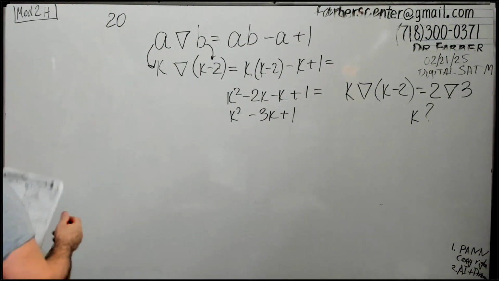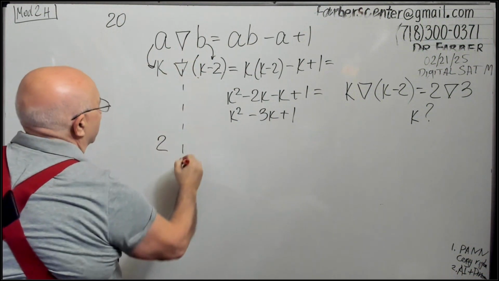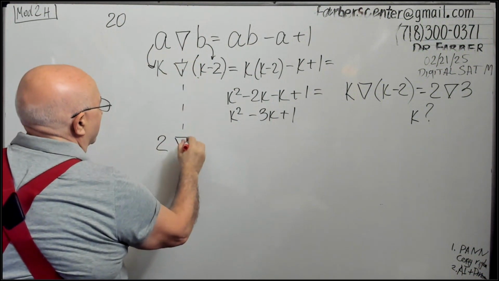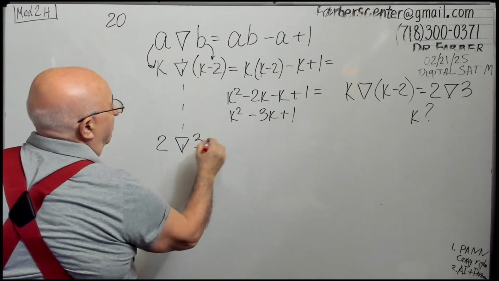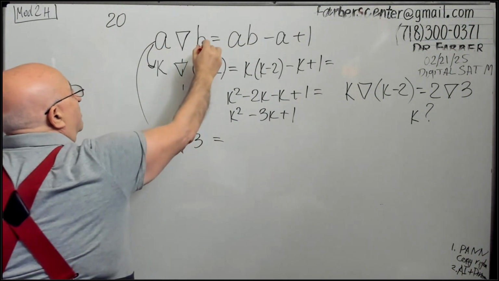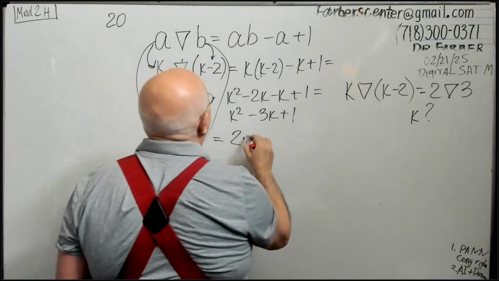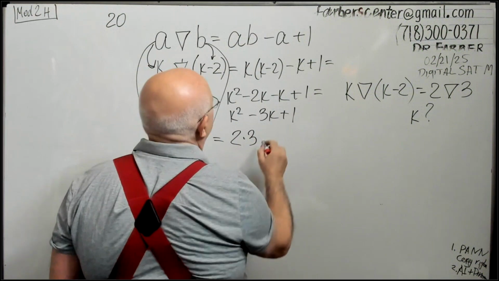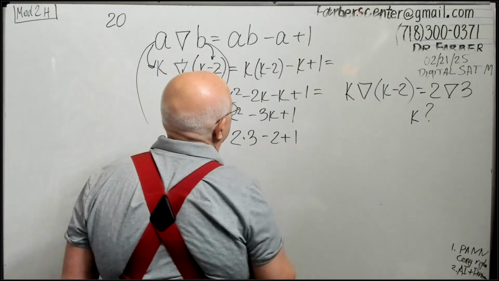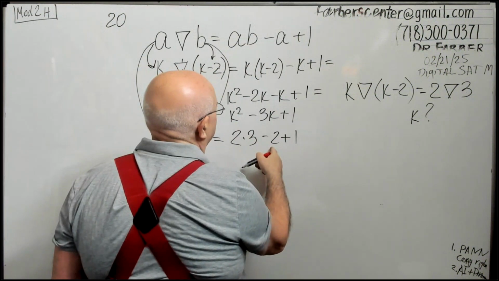From another side, 2, I try to use the same position. 3, now A equals 2 and B equals 3. Again, 2 times 3 minus 2 and plus 1. 6 minus 2, 4 plus 1, 5.